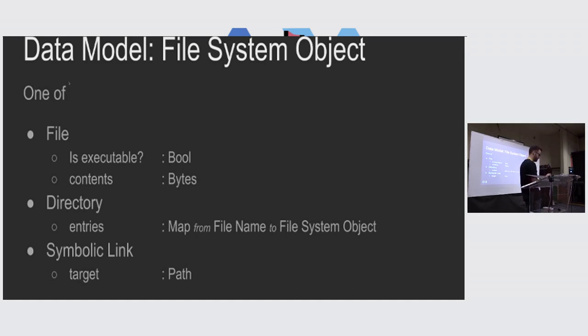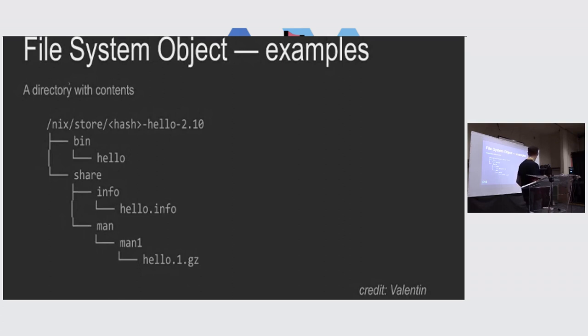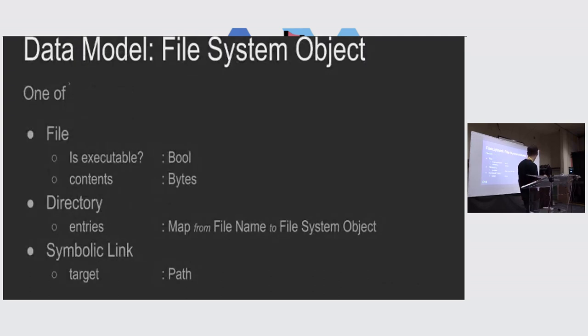And we have some examples of this, thanks to Valentin. So here's a hello world one. There's the root store path, but you can just think of it as a directory. It has a bin subdir with a hello exe inside. That hello exe would be marked executable. It also has these share man and info dirs, and those two hello.info and hello.1.gz files. So here everything would be either the first two cases, file or directory.